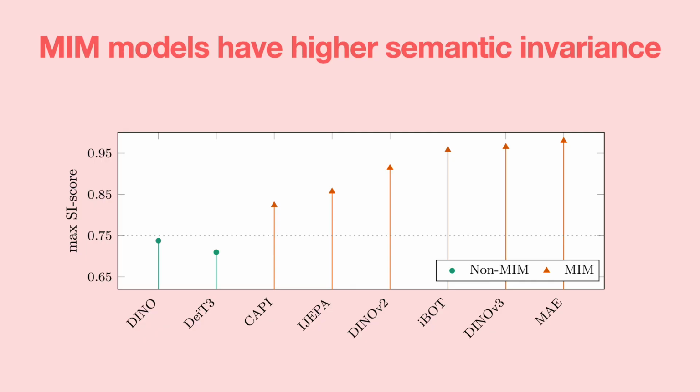Now back to the models we looked at in the first slide. The semantic invariance score confirms that models trained with a masked image modeling objective, MIM for short, encode more non-semantic noise compared to the baselines without MIM objectives. And when inspecting the most semantically invariant components of each model, we see that these are indeed the same components we saw were encoding positional noise before.